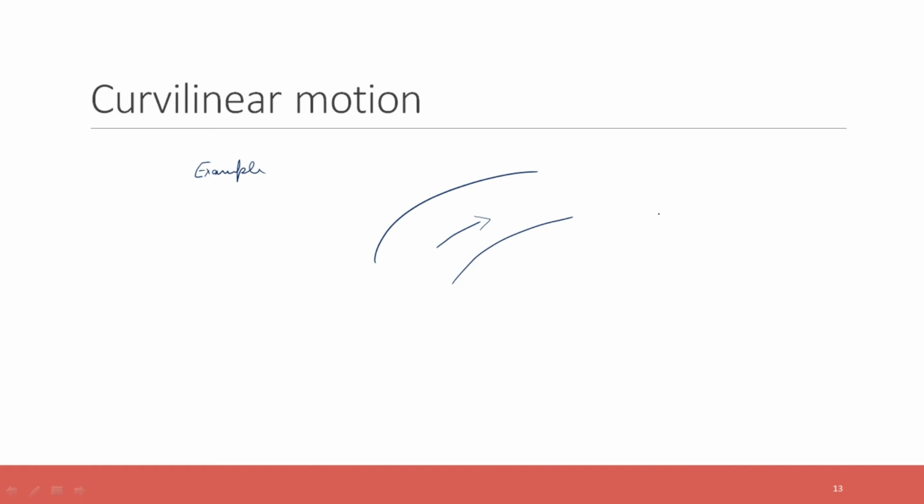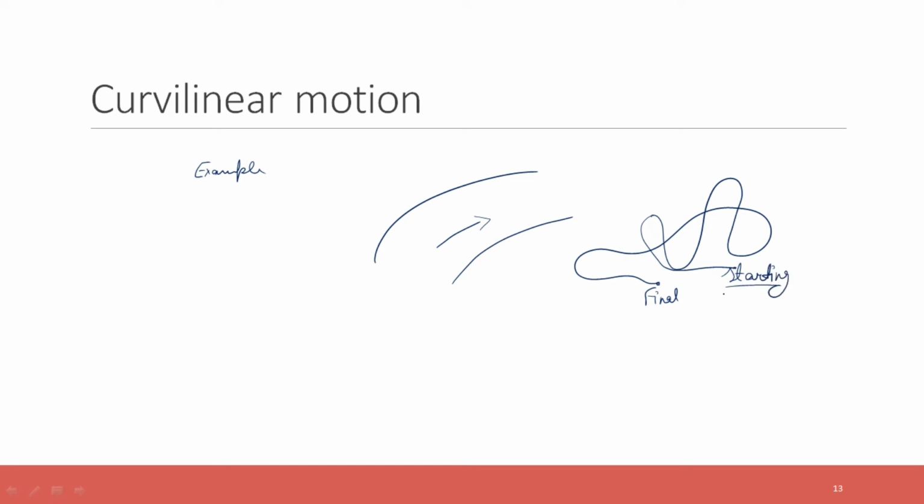Have you seen roller coasters? Suppose that this is the way of a roller coaster, right? So it starts from somewhere here, then it goes all around these curves and it stops here. So this is the final position and this is the starting position.